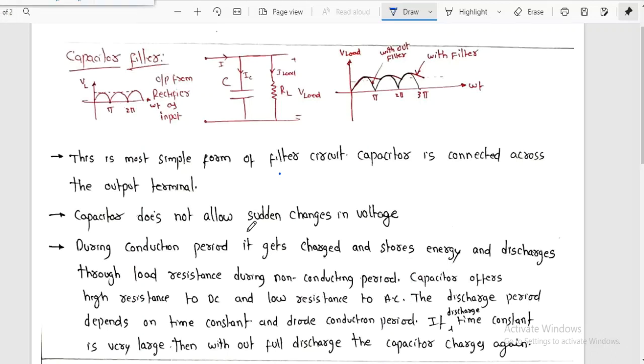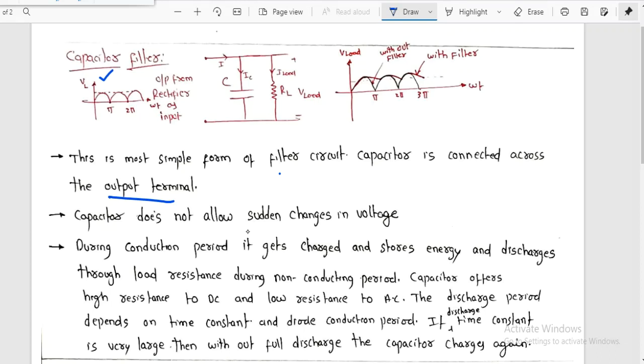In this video, we are going to discuss the capacitor filter. This is the simplest form of the filter circuit. The capacitor will be connected across the output terminals. Here, this is the waveform which represents the rectified output from a rectifier, right?